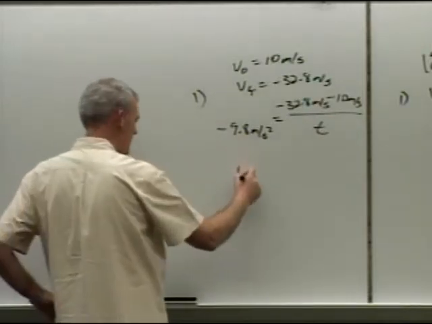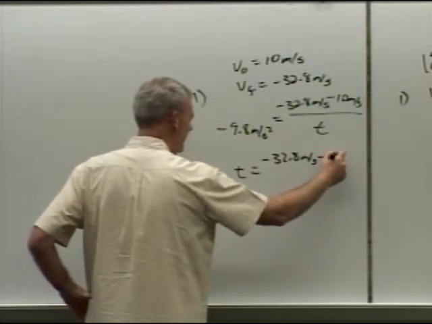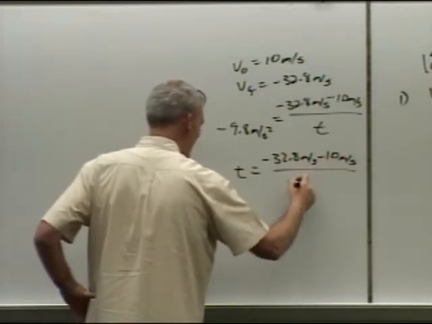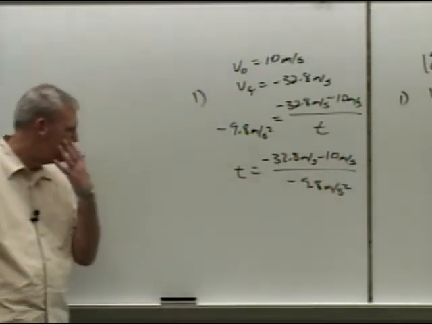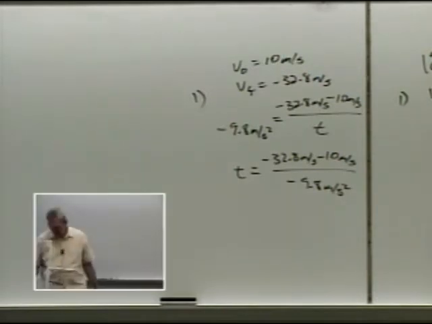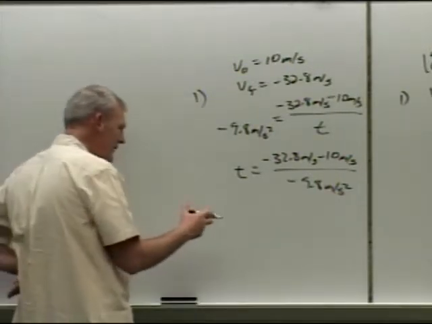And so t equals negative 32.8 meters per second minus 10 meters per second, divided by negative 9.8 meters per second squared. And that's going to come out to be, nice, seconds. And we get 32.8 minus 10. Or actually, it'd be plus 10 for this, divided by 9.8. This one comes out to be t equals 4.3 seconds.